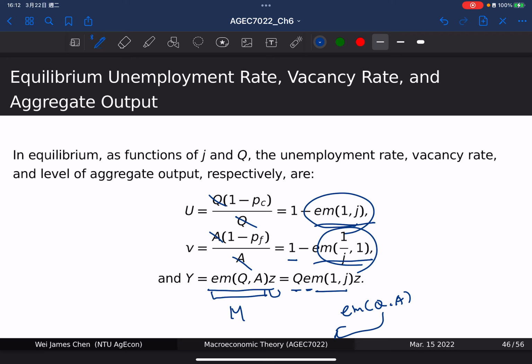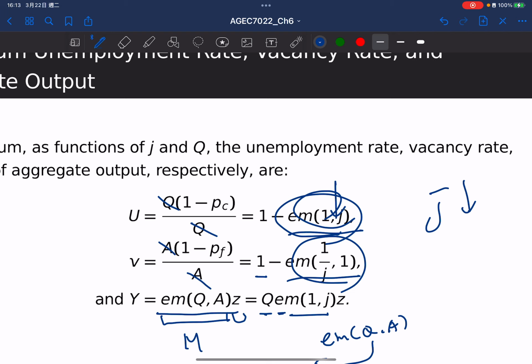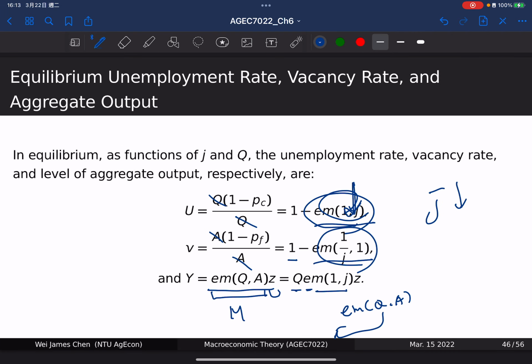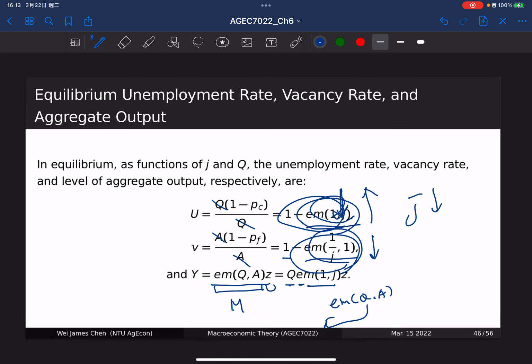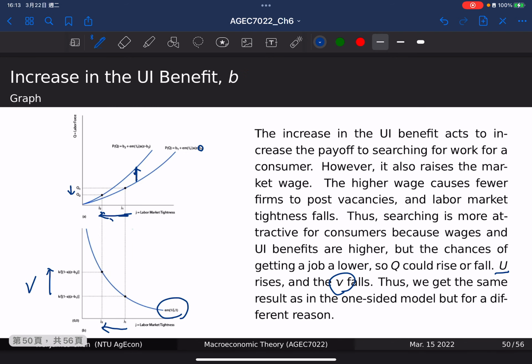And if J, we know that J decreases, right? J decrease means this thing decreases, but this thing decreases, the whole thing will increase. This one is the opposite, so V must decrease. So you know that U rises and the V falls. Okay? So we get the same result as the one-sided model, actually.